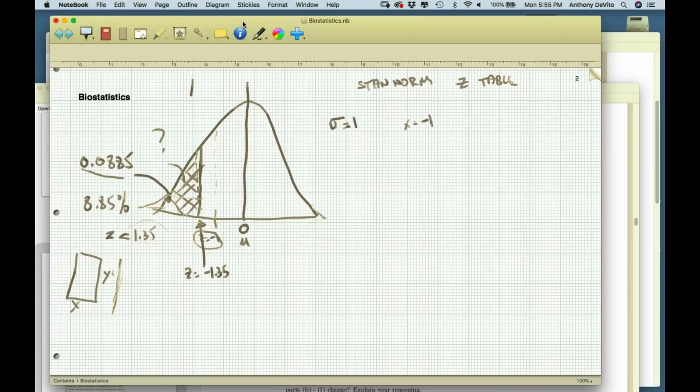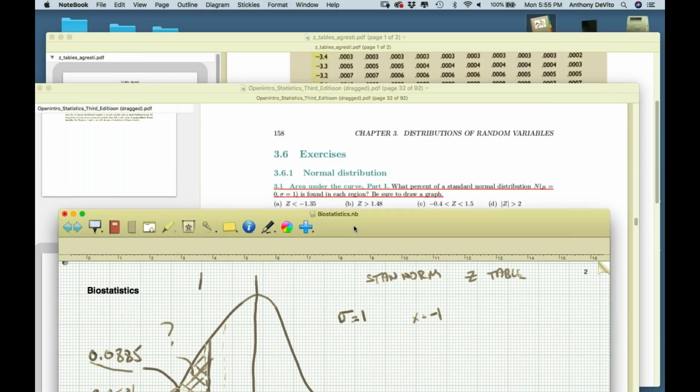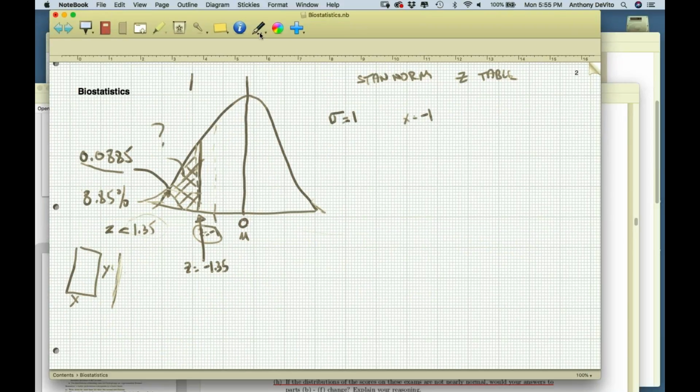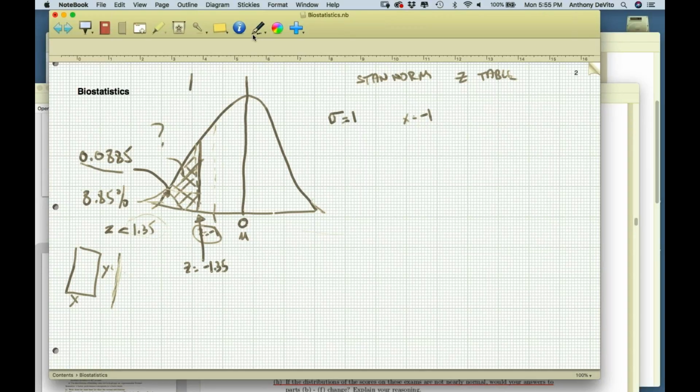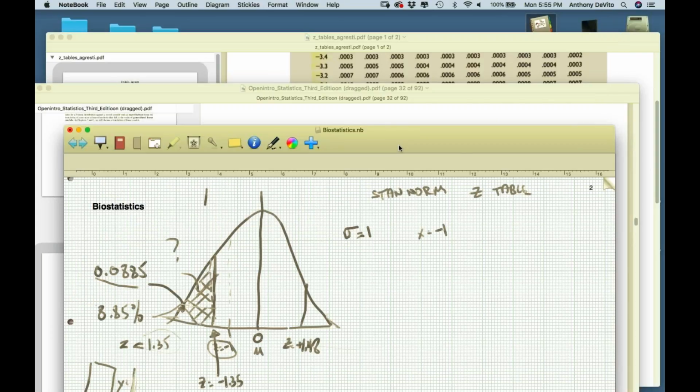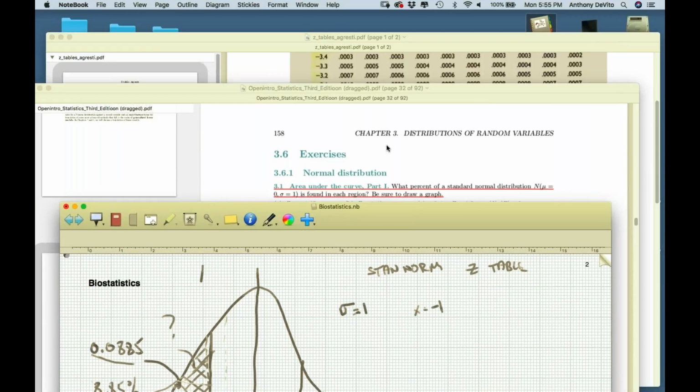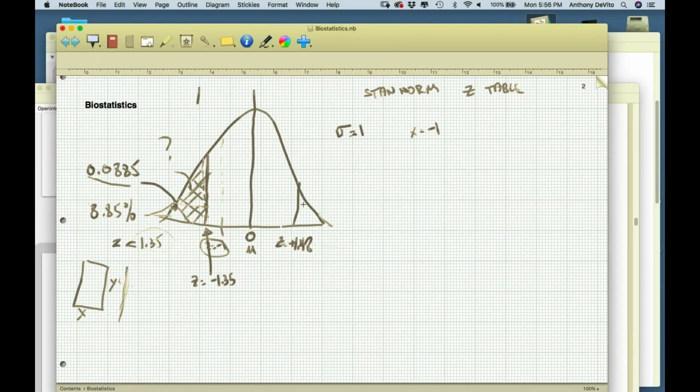Okay, so let's take a look at the next question that they ask about this standard normal distribution. What is the area that's greater than 1.48? So where's 1.48 going to be located? Approximately, let's say about here. Right, so this is going to be a z-score of plus 1.48. Are they looking for the area greater than that or less than that? In other words, to the left or to the right. Looking for the area that's greater than that. So in other words, they're looking for this area in here. So what is that area going to be?